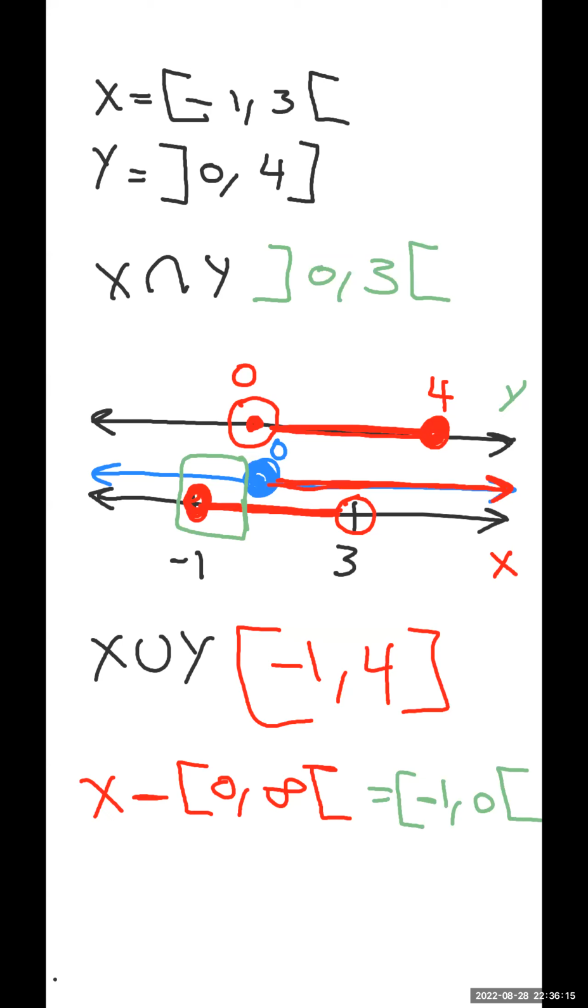What will be the difference here? X difference of this interval. Where is that area? The area of difference will be this one. Correct? So -1 and 0. I wrote -1 and 0. -1 is a difference, yes, because it exists in X only, so -1 is closed. 0, we have 0 here, but also here, so it's not a difference. That's why I made it open from the side of 0.